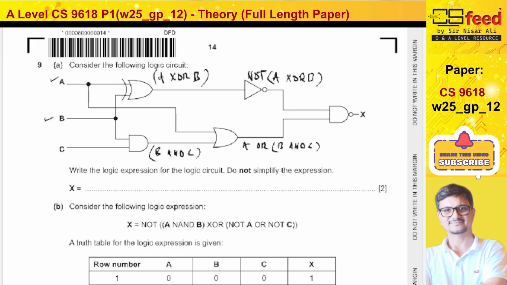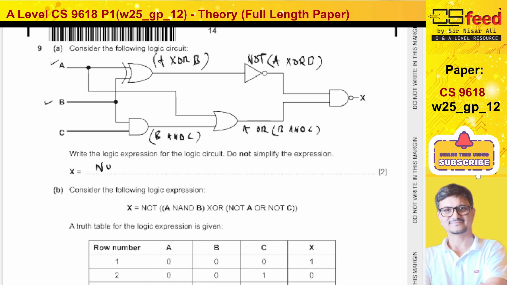So now what does it become? Basically we will write not A XOR B, and in between is the NAND, and then A or B and C. This is how this question is done. Not A or B, B and C and A. All right.